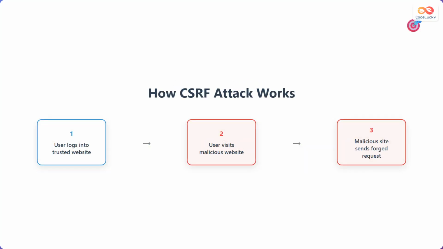Let's understand how a CSRF attack unfolds. Step 1. The user logs into a trusted website, establishing an authenticated session. Step 2. The user unknowingly visits a malicious website. Step 3. The malicious site sends a forged request to the trusted website, leveraging the user's authenticated session. This can result in unauthorized actions being performed.